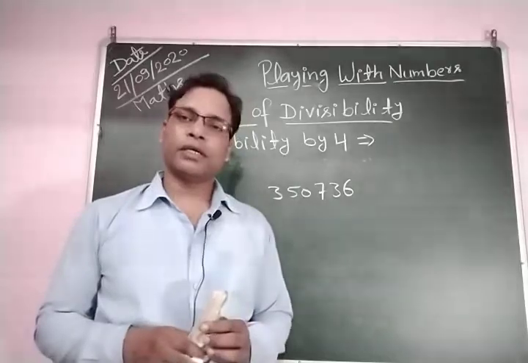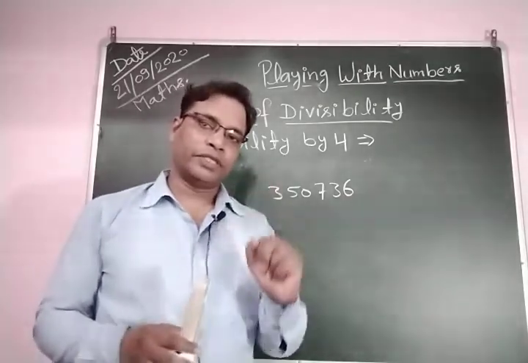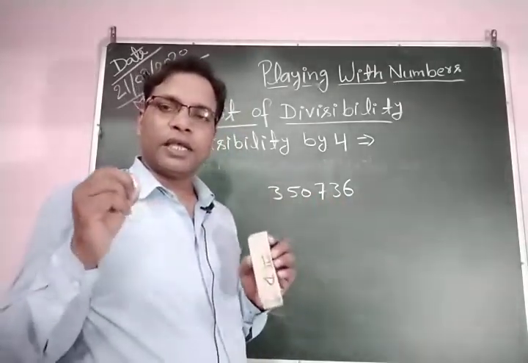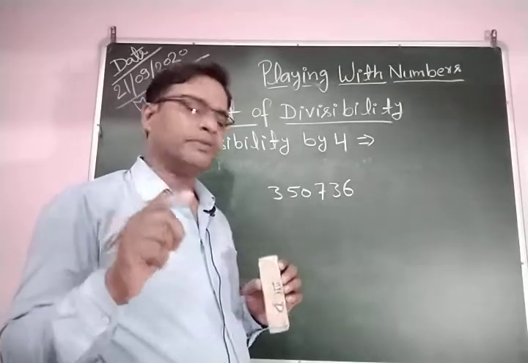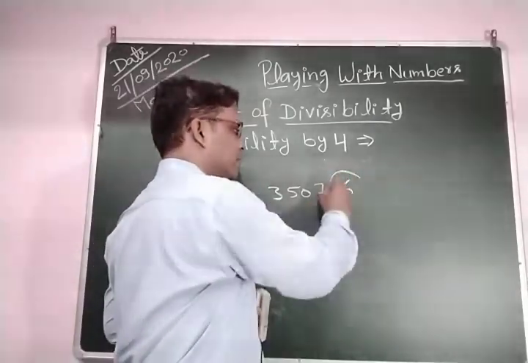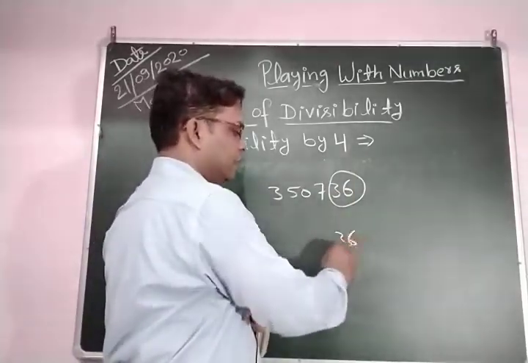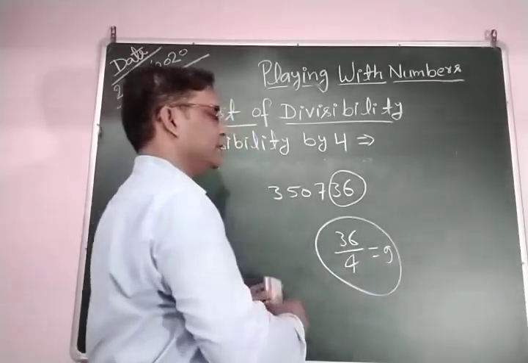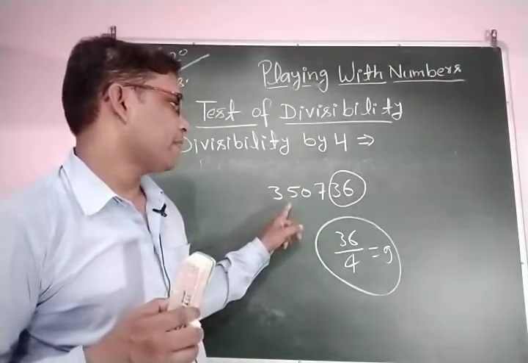According to the divisibility test of 4, we take the last two digits and form a number. If the last two digits of the number are divisible by 4, then that number is also divisible by 4. So here the last two digits are 36. You can see 36 is divisible by 4, 9 times. It means that this number is also divisible by 4.